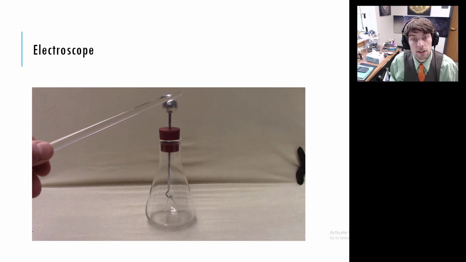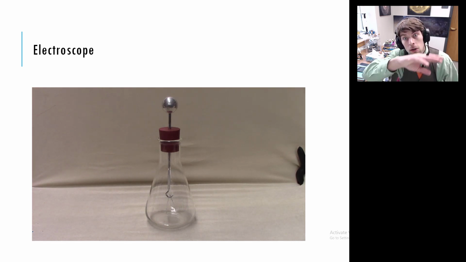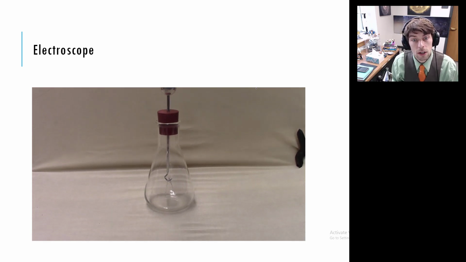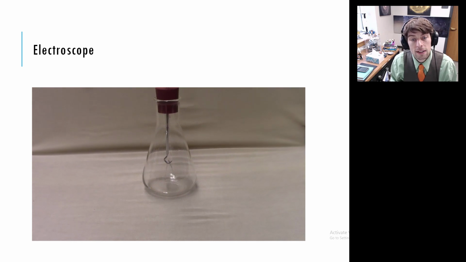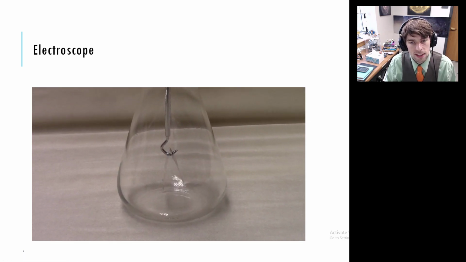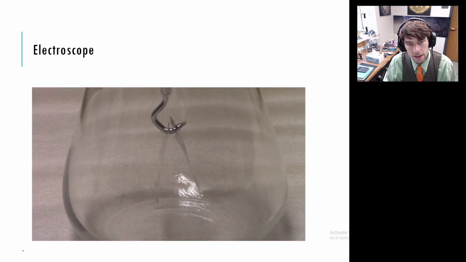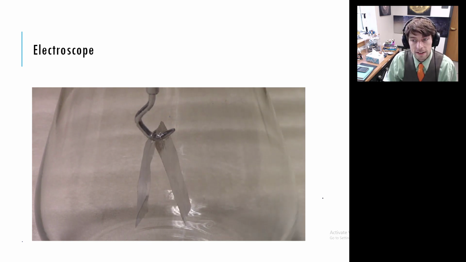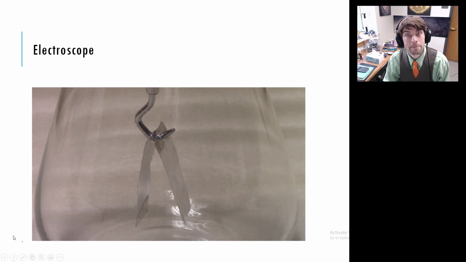Now because it's a conductor, that excess charge rapidly distributes through the length of the sphere and the rod, and by contact down into these aluminum leaves. And now you see, way down at the bottom, those aluminum leaves have separated. So let me pause the video there. Okay. Pretty cool, huh?